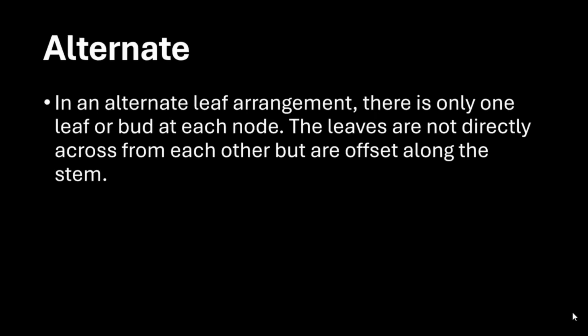Alternate. In an alternate leaf arrangement, there is only one leaf or bud at each node. The leaves are not directly across from each other, but they're offset along the stem.